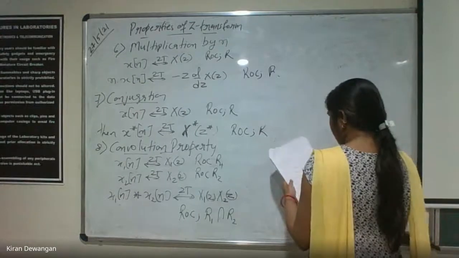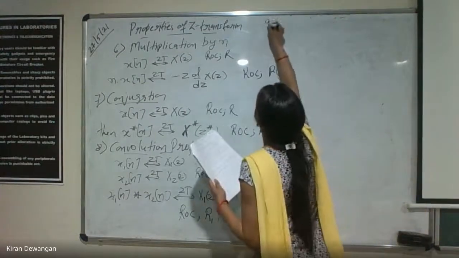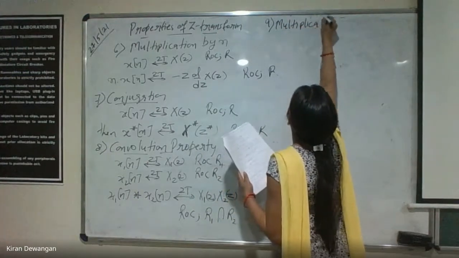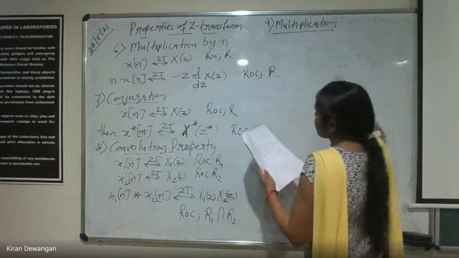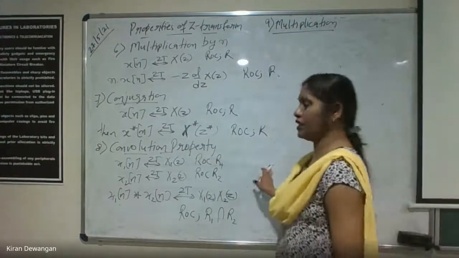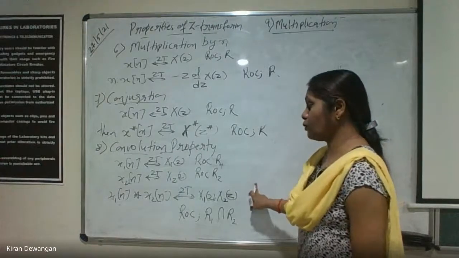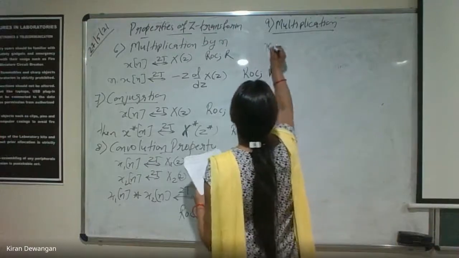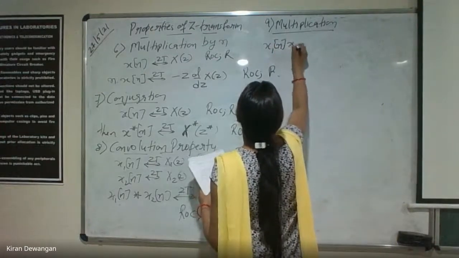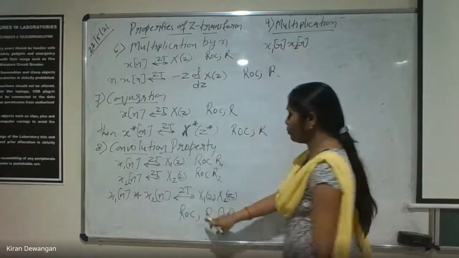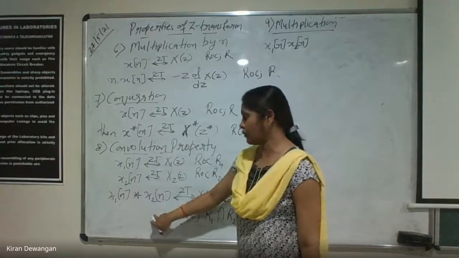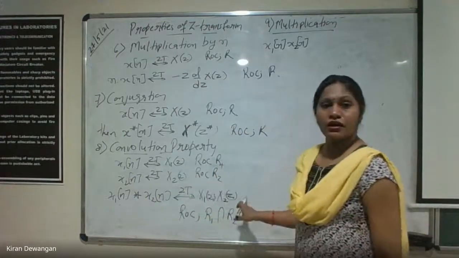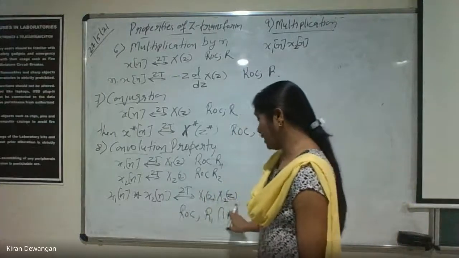Then we have multiplication. Now, similarly, we know that if x1(n) has Z transform X1(z) and x2(n) has Z transform X2(z) with ROCs R1 and R2, then here we have taken the convolution of these two sequences x1(n) and x2(n), and we got X1(z) X2(z). That is multiplication in the Z domain.